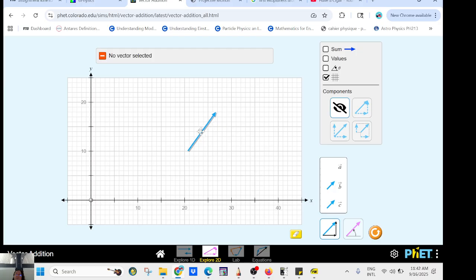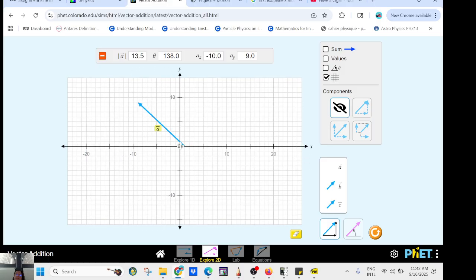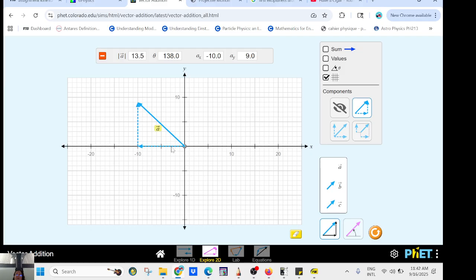So if you have a vector, let's say you have a vector here, the first thing you want is to make sure it doesn't fly away. So you want to attach the tail to the origin. That will be your first step. So you have your vector here, and then you can find the components. These are the components, right? So that will be the x component, and that will be the y component. So 10 to the left, 9 up. So that point here at the head will be minus 10, 9. Agree? Okay.